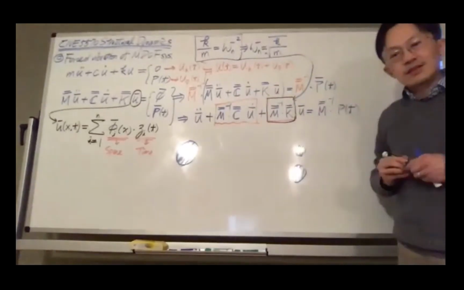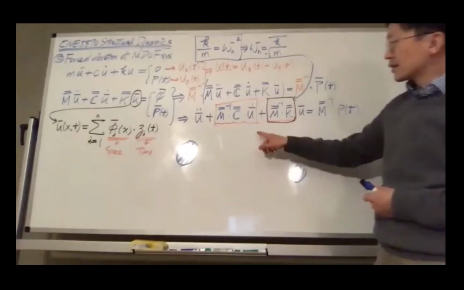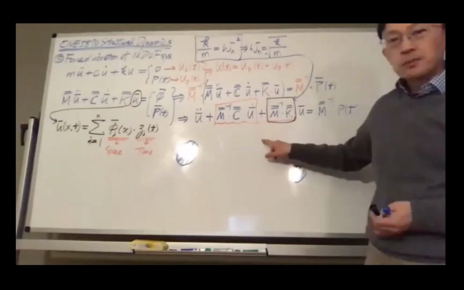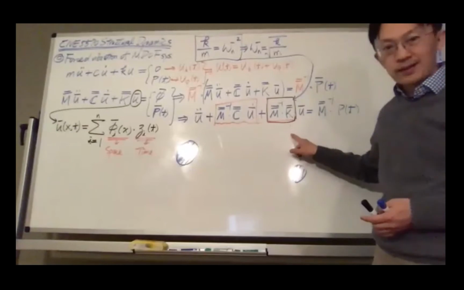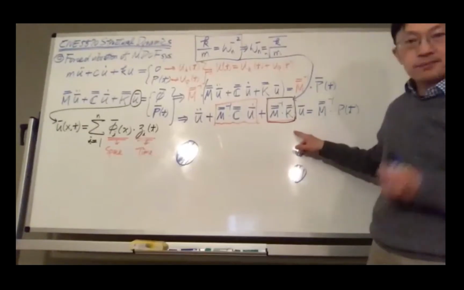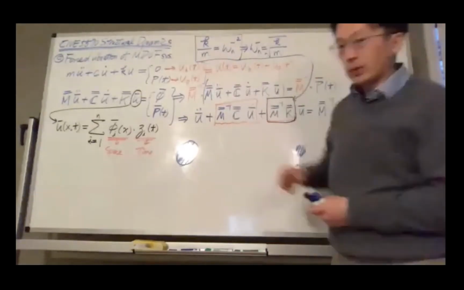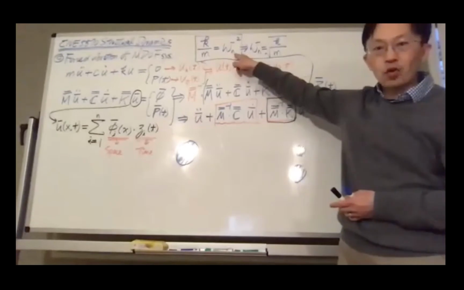This one is not exactly K over M, but is the inverse of mass matrix times stiffness matrix. And keep in mind that it has to be carried out this way. So this is not exactly like a single degree of freedom, because in this case, you are only getting one term, which is omega n squared.